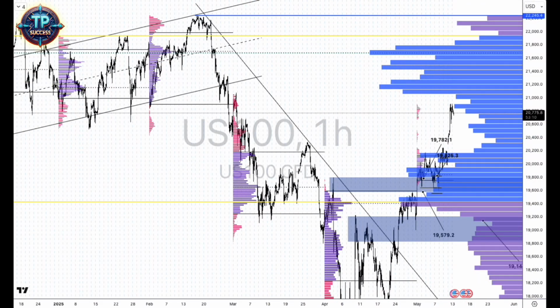Right, so today we're going to be talking about the NASDAQ 100 swing trading technical analysis. We're going to be picking up from where we left off last week in regards to the analysis that I did on the NAS 100.